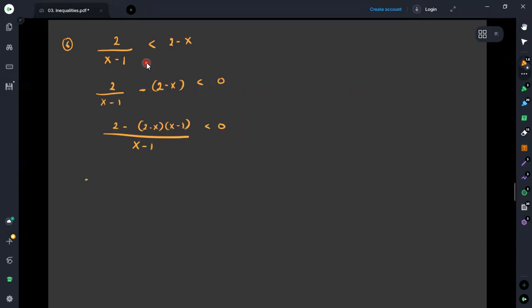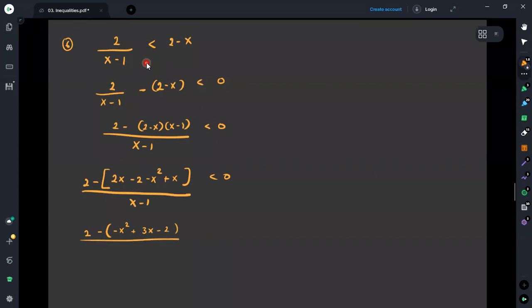Once you do the calculation, you will get 2 minus, 2x minus 2 minus x squared plus x, over x minus 1, less than 0. Once you solve the quantity inside the bracket first, here we will get minus x squared plus 3x minus 2 over x minus 1 is less than 0.